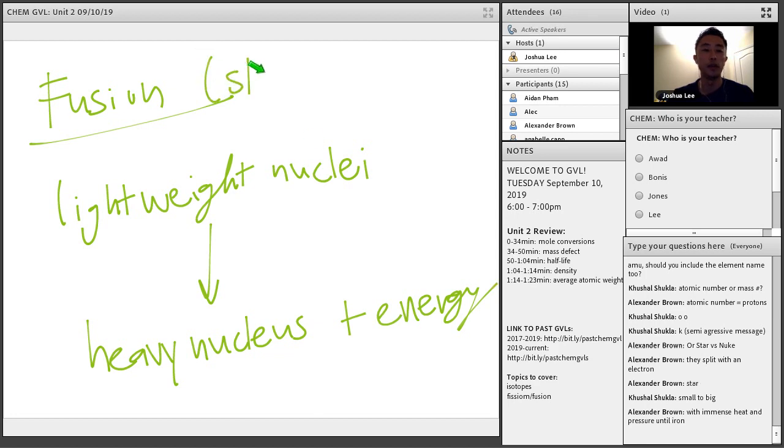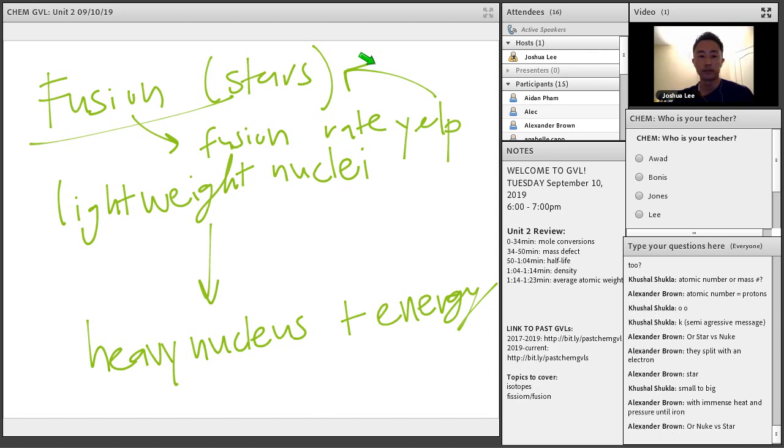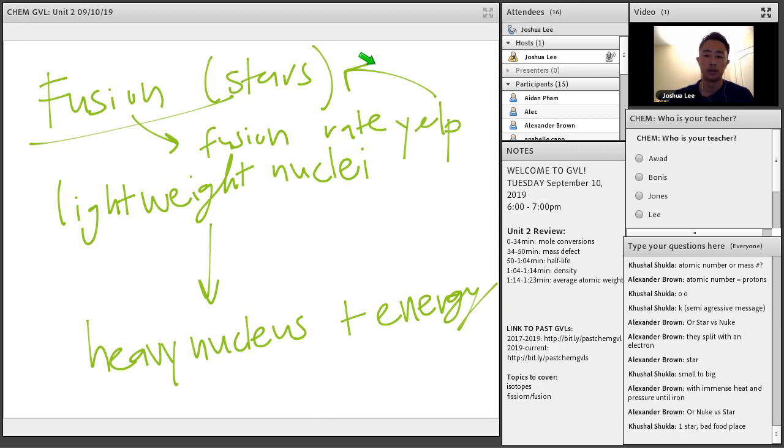So if you think about fusion, you can think about like fusion food, and then you rate them on Yelp using stars. Look at that. I just made that up right now. But that's just really the thing you have to know about fission and fusion. One star equals bad food place, or it's just really authentic.